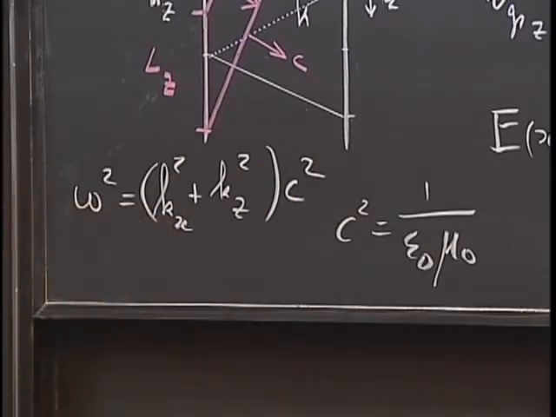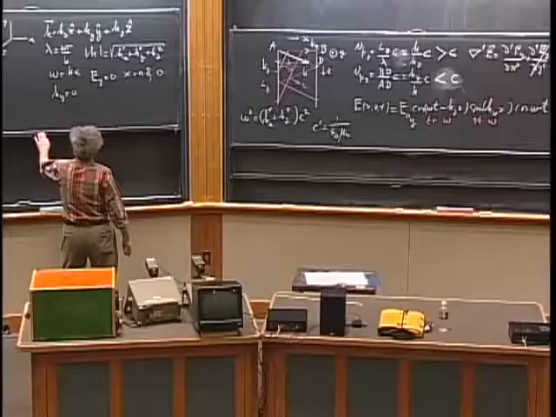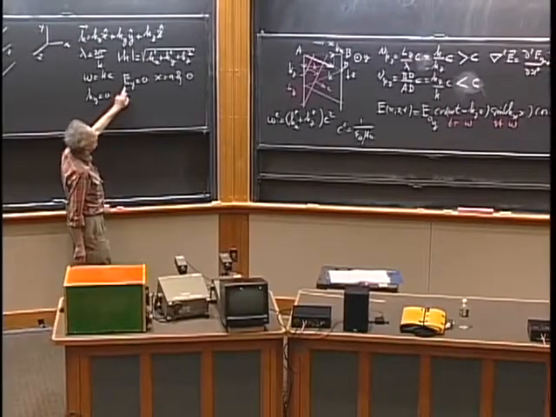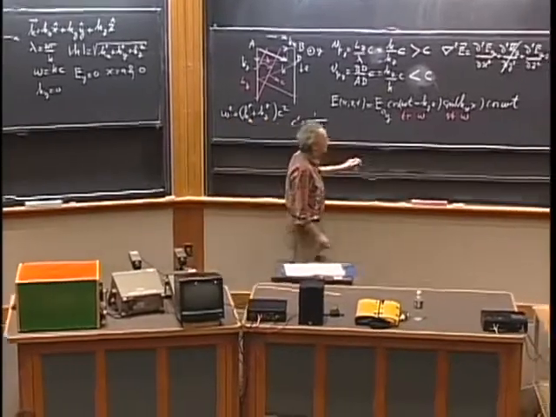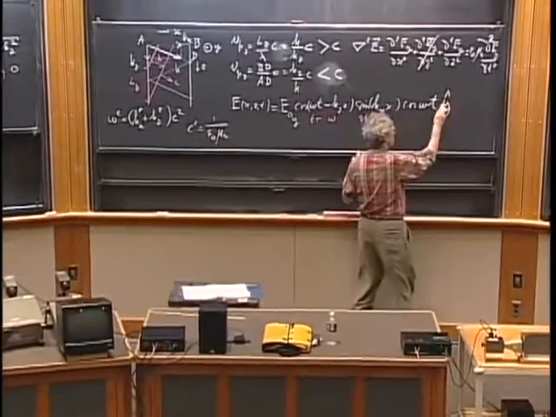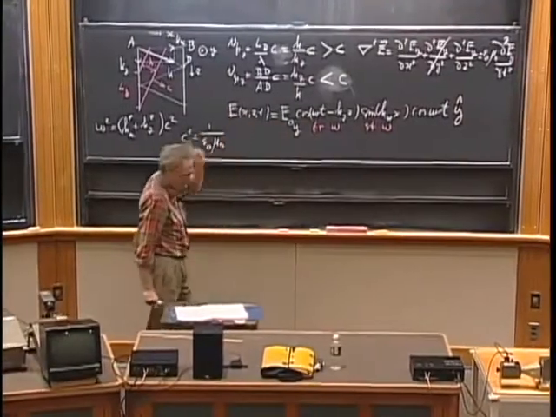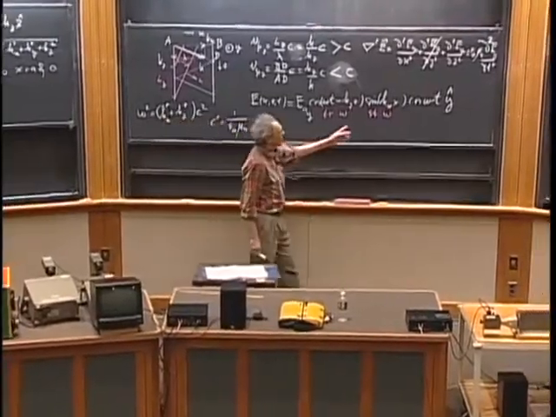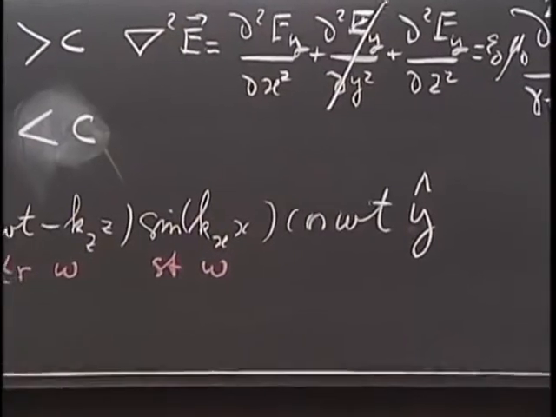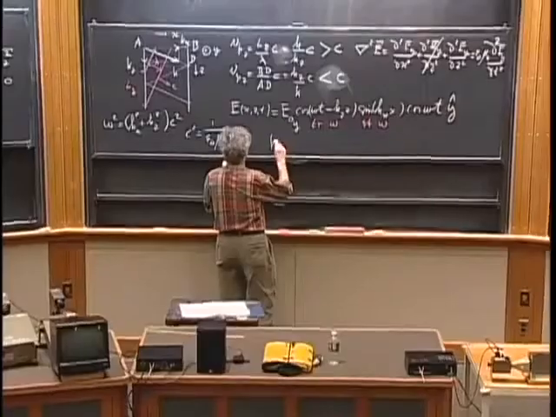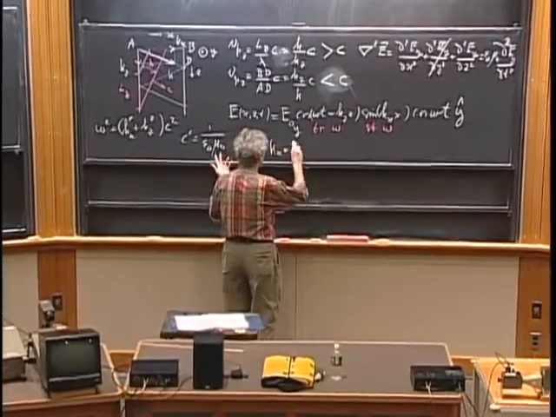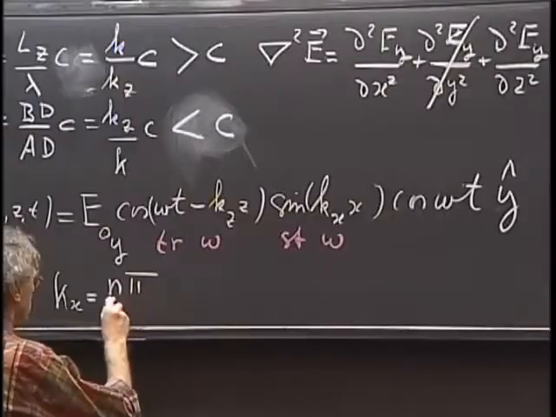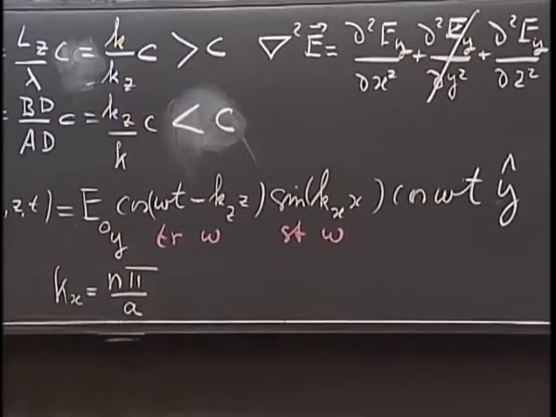So now, the boundary conditions, which we haven't met yet, the boundary conditions require that the E vector, which is only in the y direction, and once more to remind you, it's linearly polarized in the y direction, now must vanish when x equals 0 and when x equals a. And so that now means that kx must be n times pi divided by a. And n then can be 1 or 2 or 3 or 4.